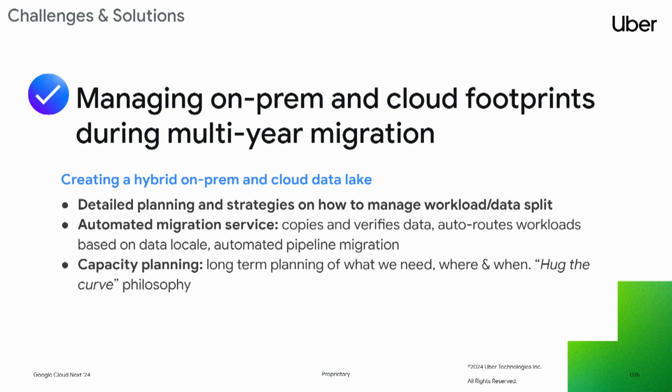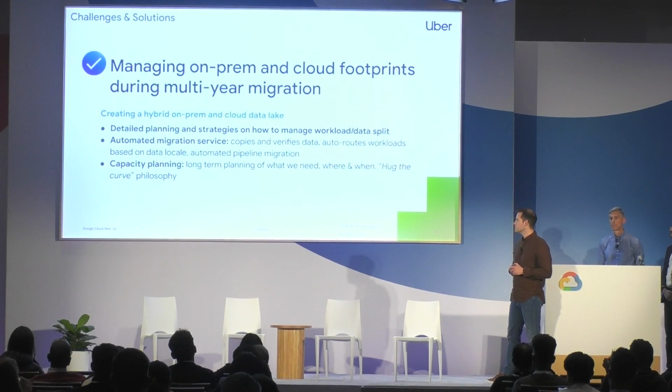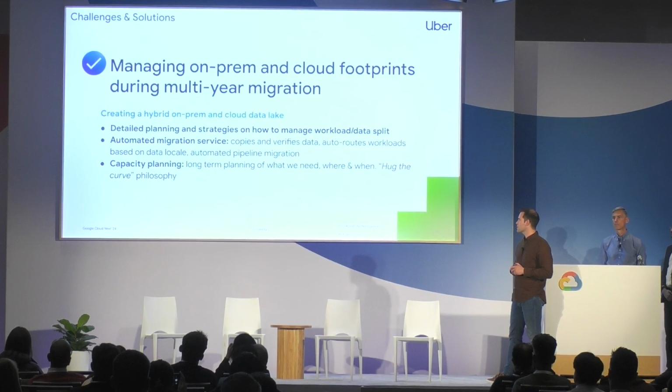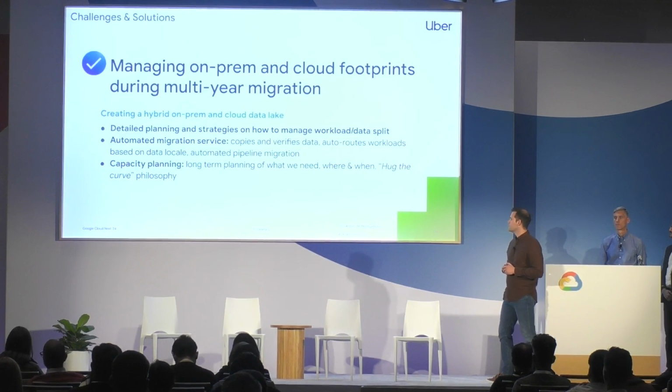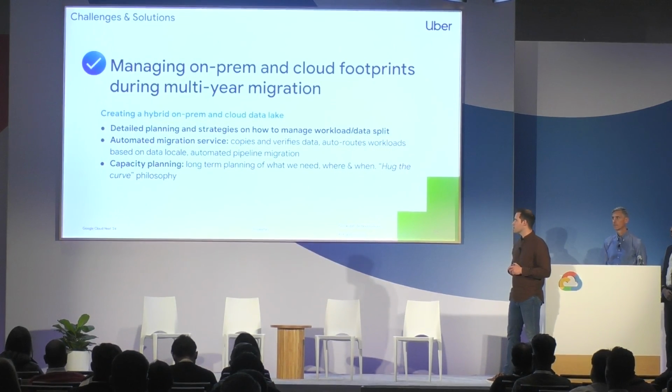And the last one is capacity planning. We've done a lot of detailed capacity planning with GCP so that we know down to the core per week level when capacity is coming up on cloud. So that gives us confidence to know that as we're decommissioning capacity on-prem, the corresponding capacity is available on cloud. This avoids us paying the double bubble tax and embraces a philosophy we refer to internally as hugging the curve, referring to the on-prem mission curve.